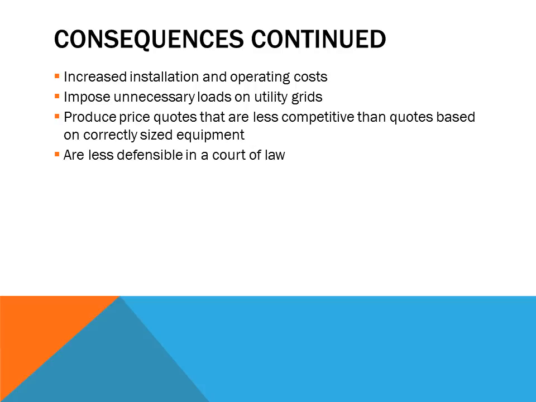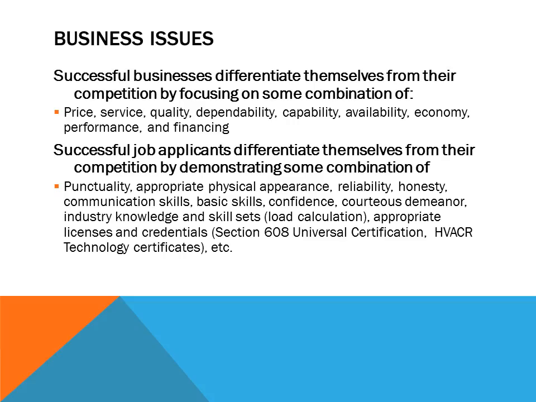Here are others. Consequences: increased installation and operating costs, unnecessary loads on utility grids, and price quotes that are less competitive than other quotes. A lot of times we can underbid a job and put smaller pieces of equipment in, and the customer's happy about the price, but they're dissatisfied with the operation of the equipment. So those are some of the business issues that we run into.